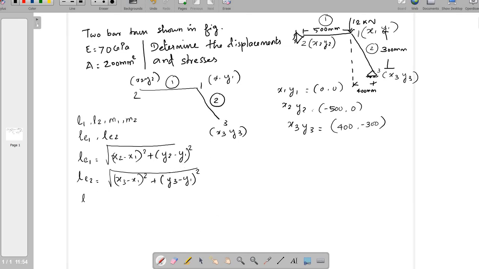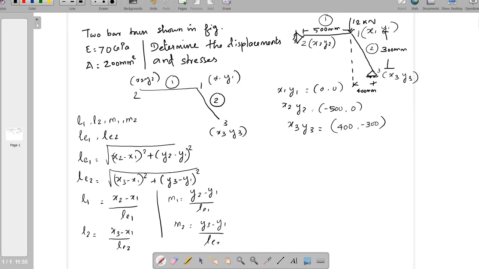So now the cosine form for the first element, L1, is x2 minus x1 by LE1, whereas L2 is x3 minus x1 by LE2. Similarly, M1 is sin theta, so y2 minus y1 by LE1. M2 is y3 minus y1 by LE2. So these are the parameters we are going to calculate now.